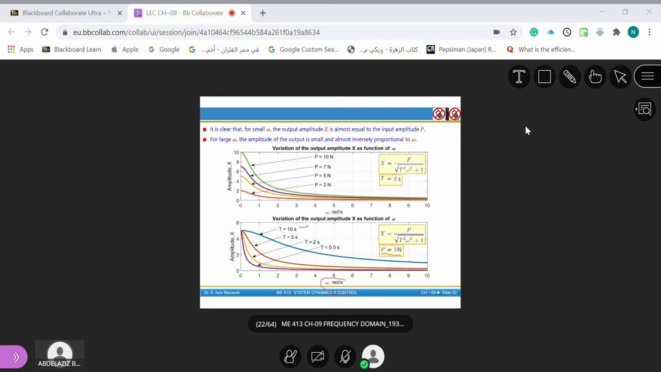As you can see, when omega increases, in both cases, the amplitude will decrease, but the amplitude will go faster for smaller T. If T is equal to 10 seconds, it will take longer to reach zero. But if T is equal to 0.5 seconds, it goes faster. So these are the amplitude versus omega at different P and different T.